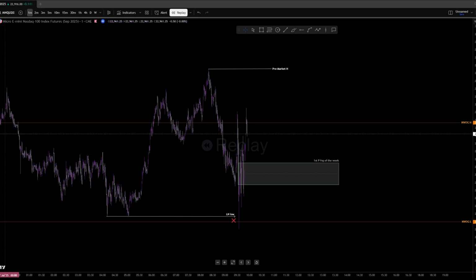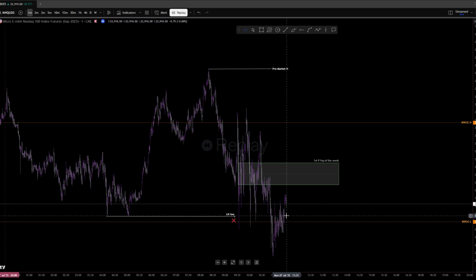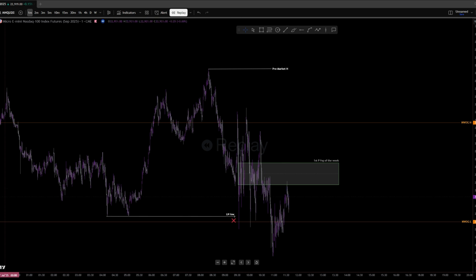During the session itself, I'm always watching how price interacts with session liquidity. I want to see if there has been any raid, either above buy-side liquidity or below sell-side liquidity, because that's one of my key confirmations to figure out if the market is targeting external liquidity or setting up to reverse.